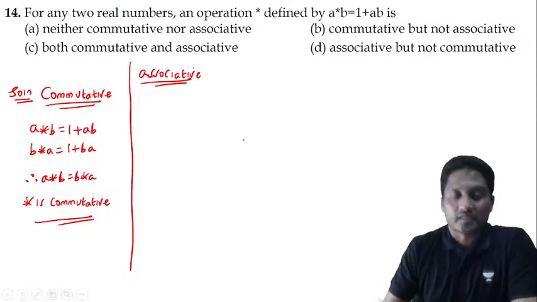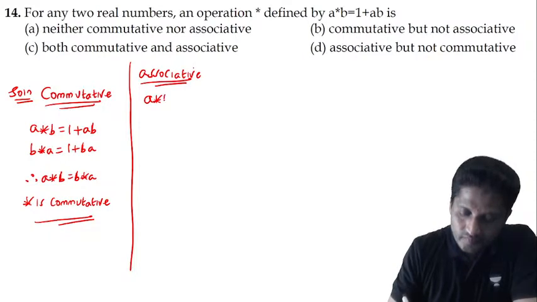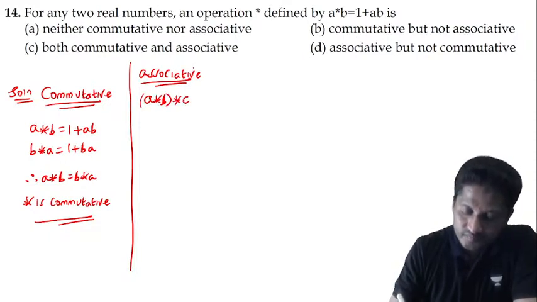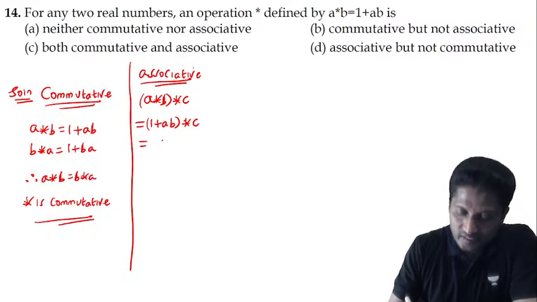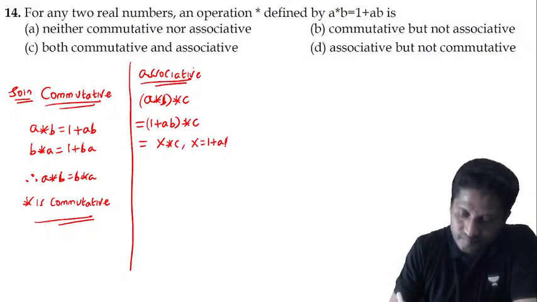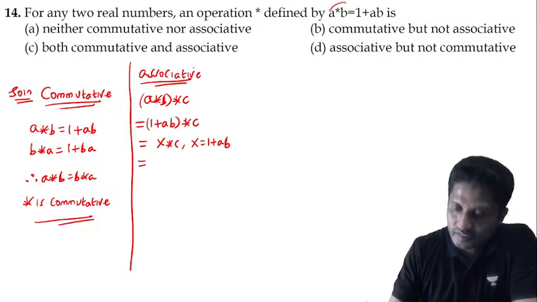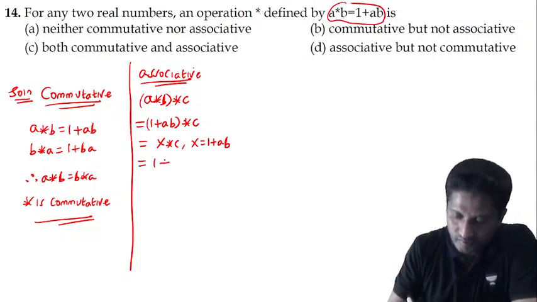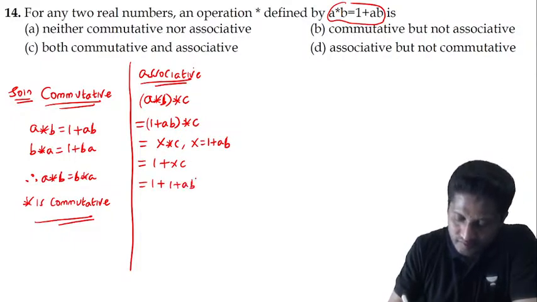Okay, now let's check associative. Take A star B star C, the first one being (A star B) star C. What is A star B? 1 plus AB, right? Star C. I'm going to take A star B, 1 plus AB, as X. So this is X star C. Say this X is equal to 1 plus AB. X star C is equal to 1 plus XC, which is 1 plus (1 plus AB) times C. Now if I multiply, you get 1 plus C plus ABC.